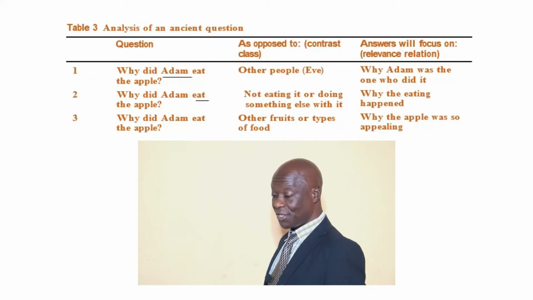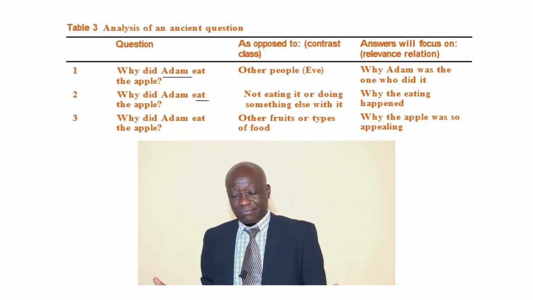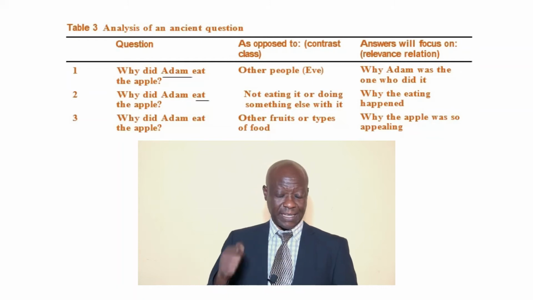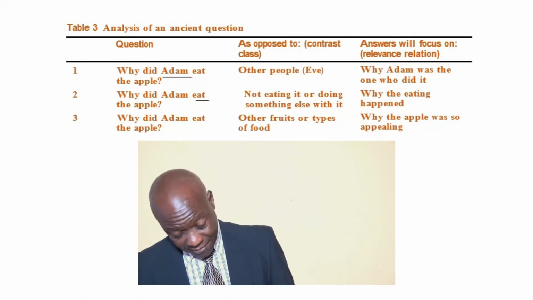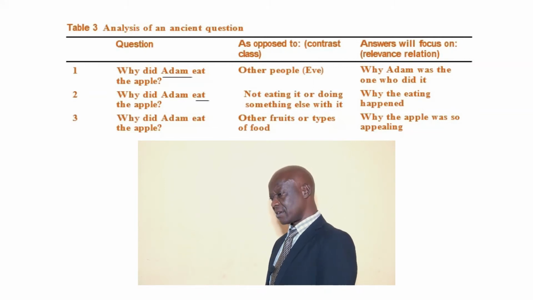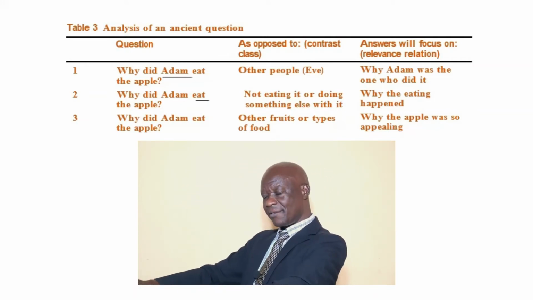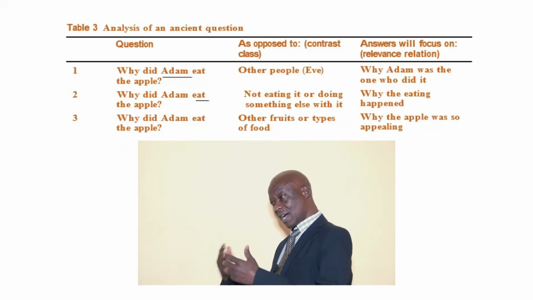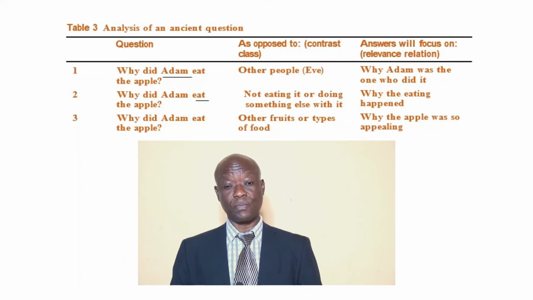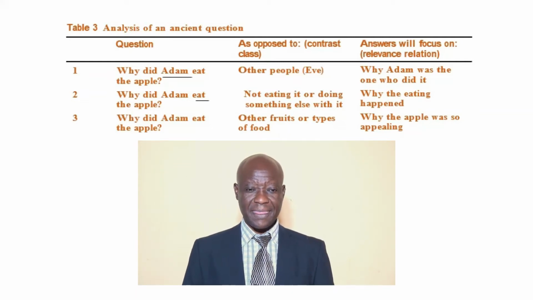So I can also change again, and I think you still see this on the screen here. The third question is, why did Adam eat the apple? Now the emphasis is on the apple, and I've already given you that. There were other fruits in the garden, but why choose the apple to begin with? Or there were other types of fruits or food for that matter. Why did he have to choose this? So the contrast class would be an apple versus other fruits or foods. And then the other issue under relevance relation: why the apple was so appealing that he had to pick it.